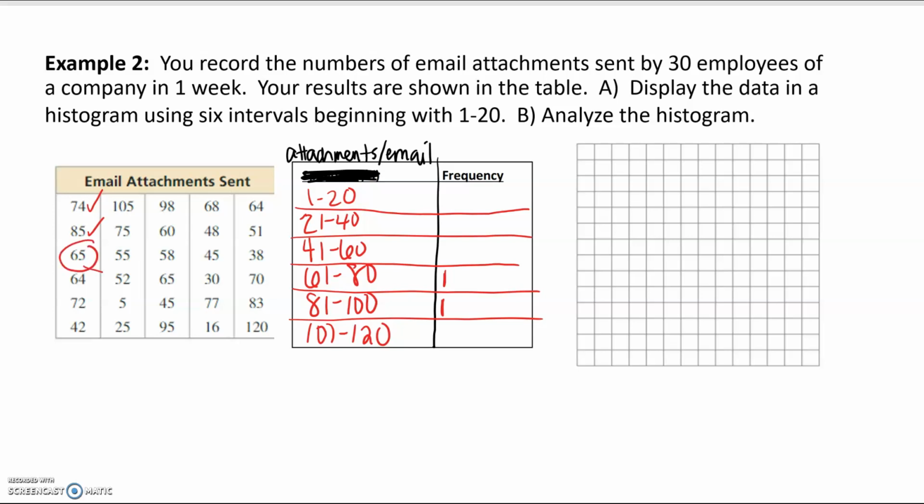Okay, next one is 65. So I'm going to say 61 to 80. And I'm going to check it off in my box. Okay, and I'm going to keep going down the list. So the next one is 64. So I'm going to put a tally mark.